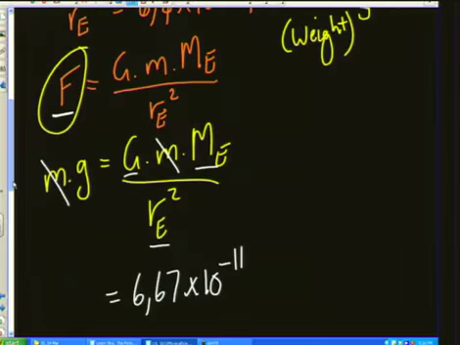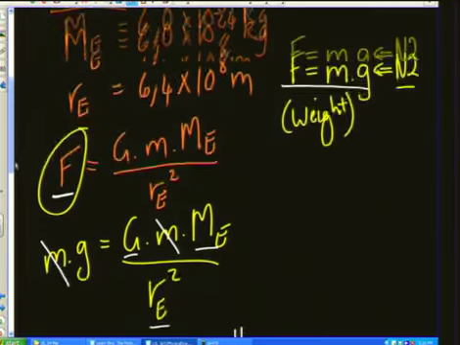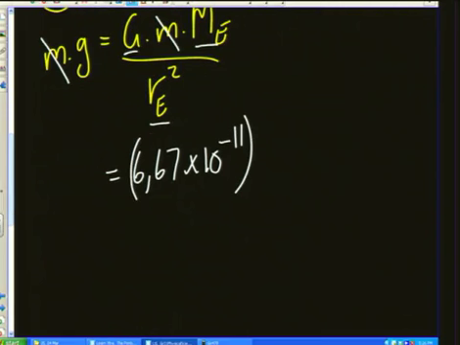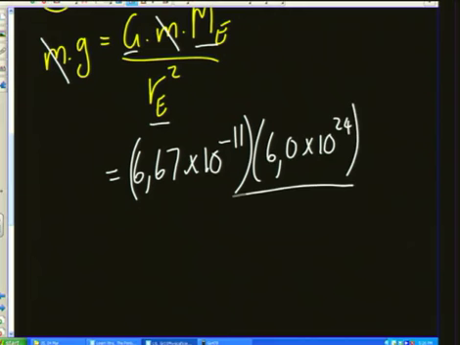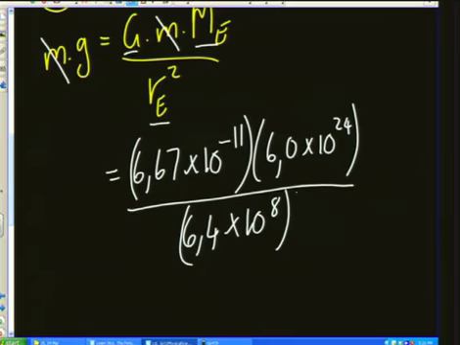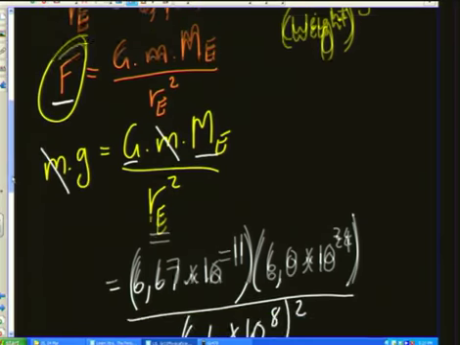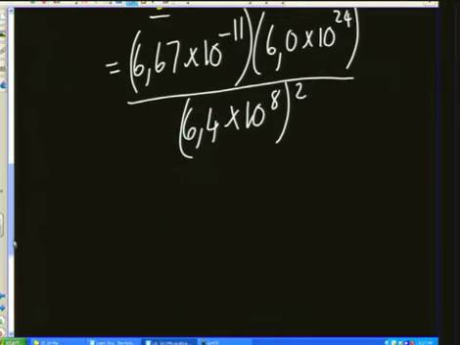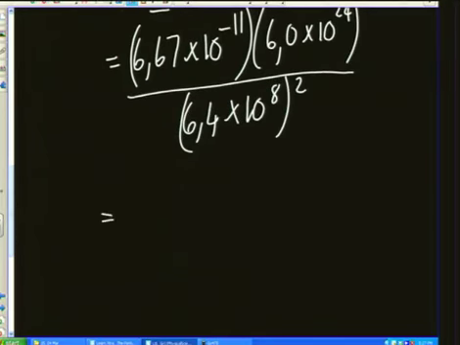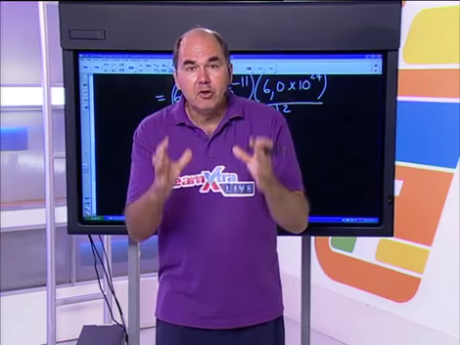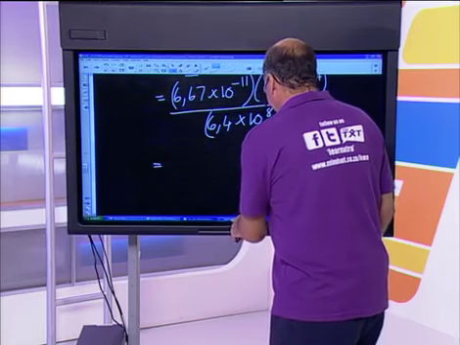The mass of the Earth was 6,0 times 10 to the 24, so I'm going to put that in brackets. And then I'm going to take the radius of the Earth, which was 6,4 times 10 to the 8 meters, and I must square it. Now, please watch very carefully that you do square it. You must put it into the calculator. And with this particular equation, you need to be very careful of using your calculator correctly. So make sure you're familiar with scientific notation and exponents.